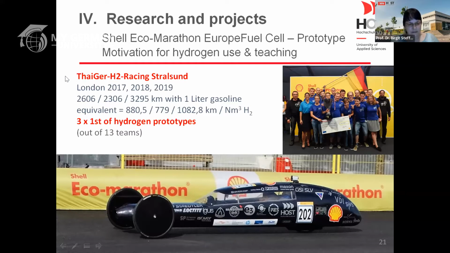Since then, the students have been dealing with topics of regenerative energy, sustainability, and climate protection. The task for this racing car is to drive a certain distance using as little fuel as possible. The aim is to design and build an energy efficient car.